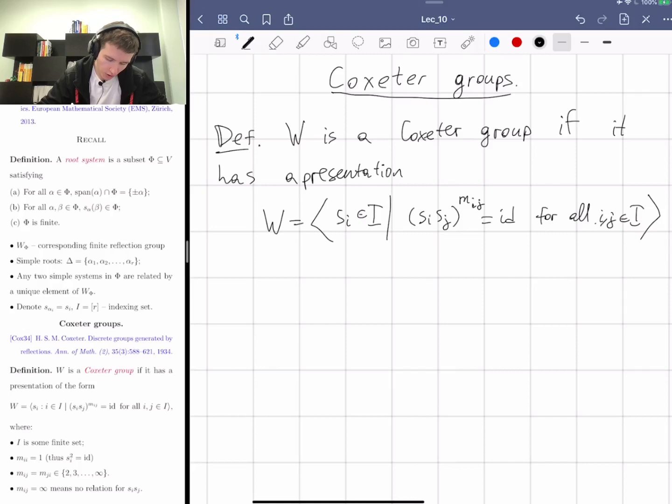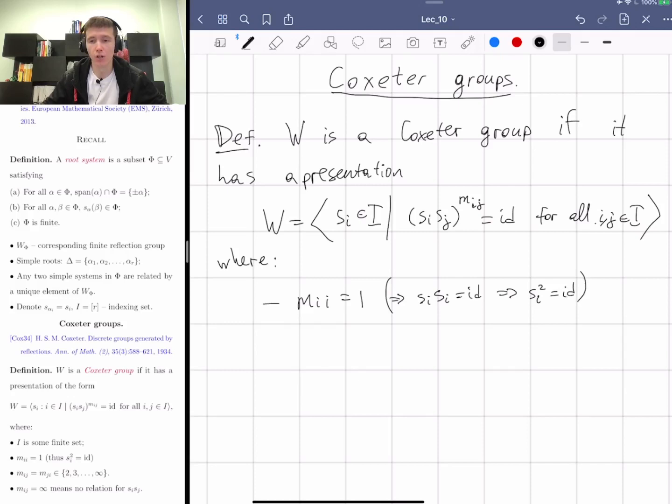Okay, and so I have to say a few things about what these M_ij can be. So first, M_ii is always required to be one. So s_i times s_i is equal to the identity. So in other words, s_i is an involution for all i in all Coxeter groups.